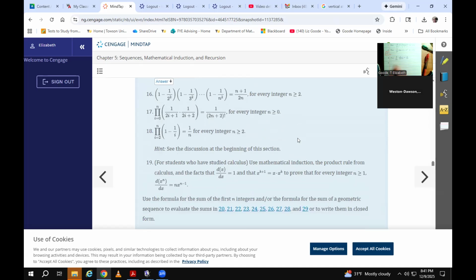But number 18 is nice, and you can find number 18 in the class notes. It's to prove that the product from i equals 2 to n, not of 1 minus 1 over i squared, but it's 1 minus 1 over i. This is a really pretty one. It's equal to 1 over n for n greater than or equal to 2. This is for n greater than or equal to 1.